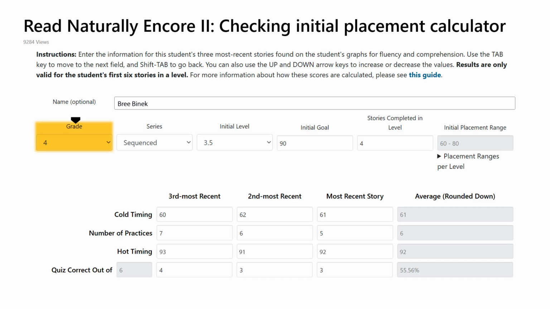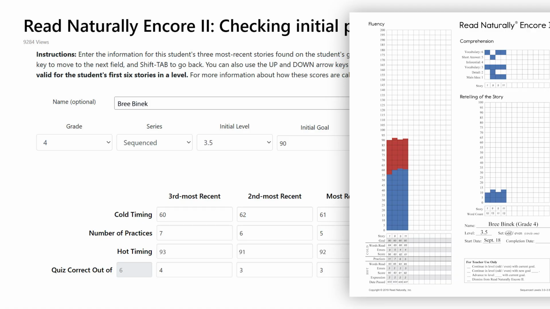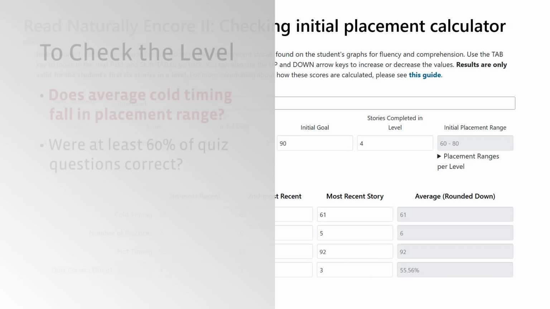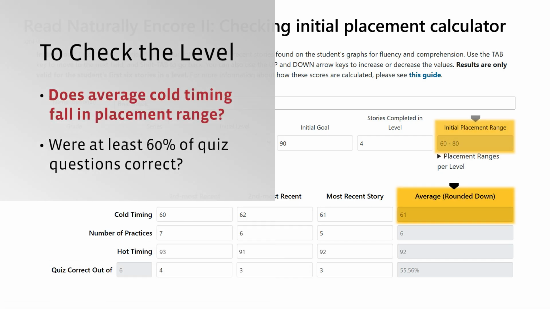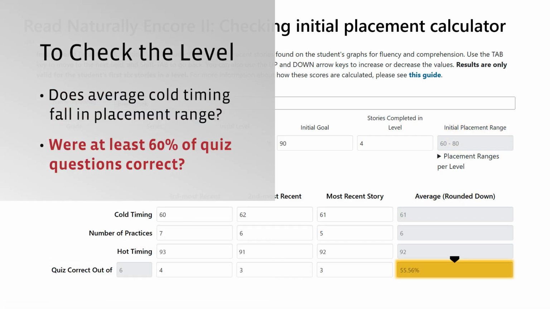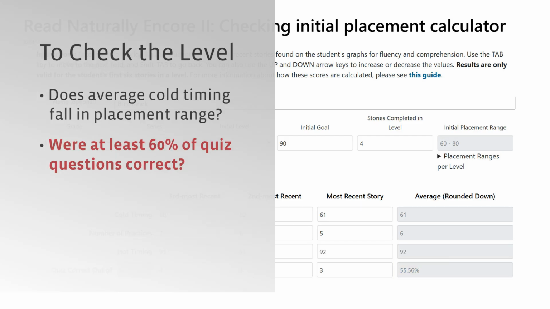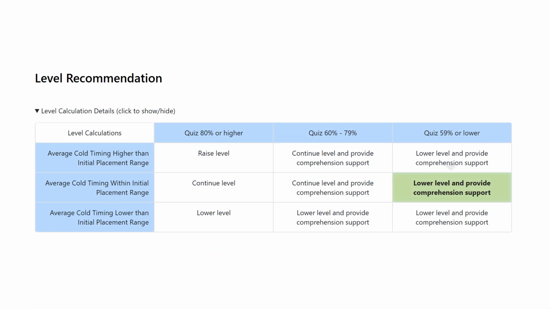Bree, a 4th grader, was initially placed in sequenced level 3.5 with a goal of 90, and she's completed 4 stories in the level. Because she's completed 4 stories, Ms. Wells is careful to enter the scores from Bree's last 3 stories in the calculator. Bree's average cold timing fits within the placement range, but she answered less than 60% of her quiz questions correctly. So, the calculator recommends that Ms. Wells lower Bree's level. Lowering her level may help with her comprehension, but Ms. Wells should still pay attention to Bree's quiz results and provide additional support if necessary.